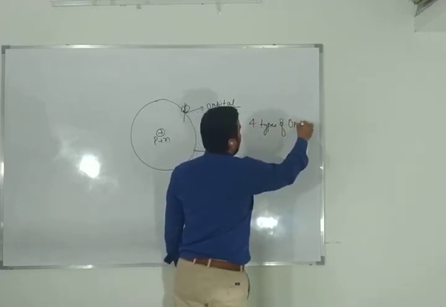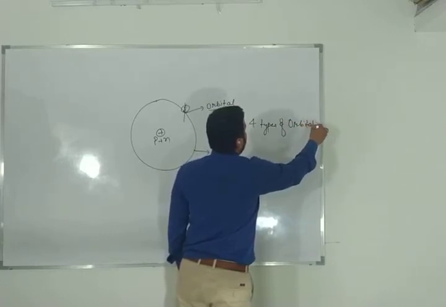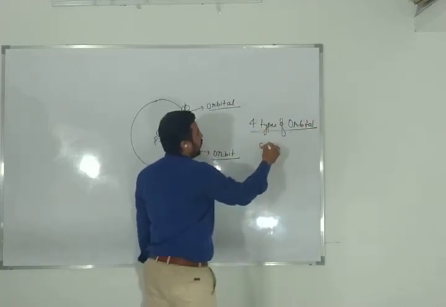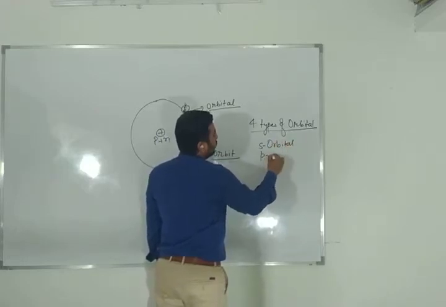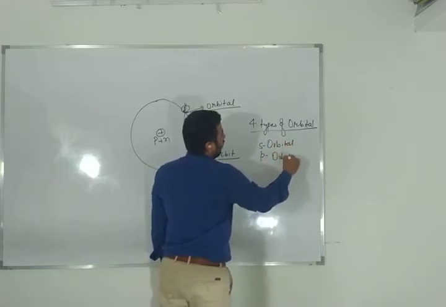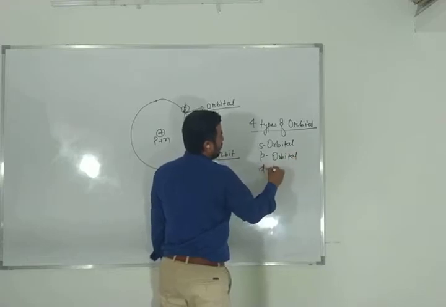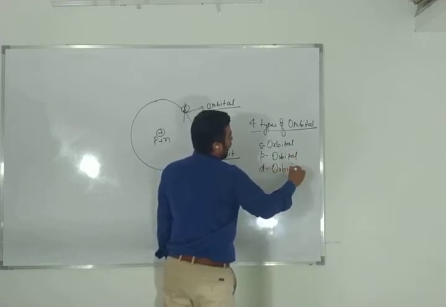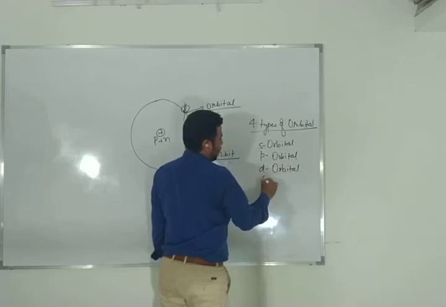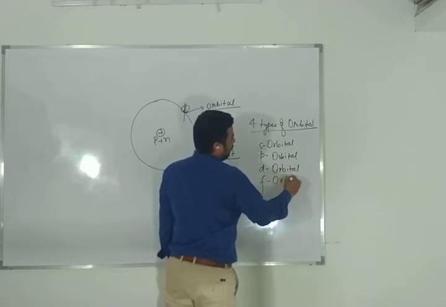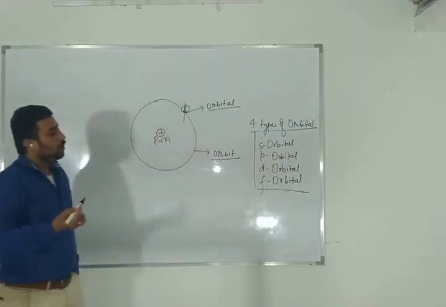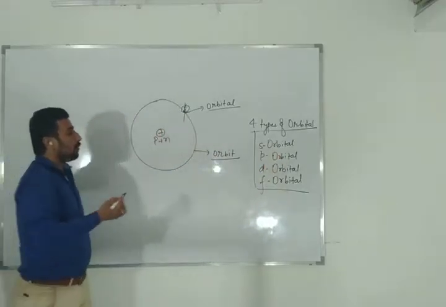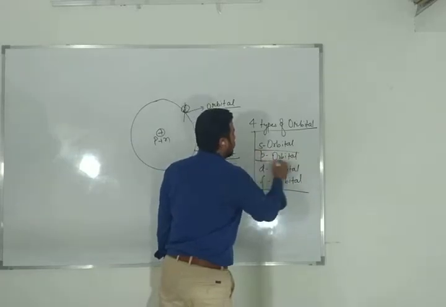I hope all of you know very well. s orbital, p orbital, d orbital, and f orbital. Right? How many types of orbitals? 4 types of orbitals: s, p, d, and f. So what have you seen? What is the s orbital? What is the p orbital? What is the d orbital? And what is the f orbital?